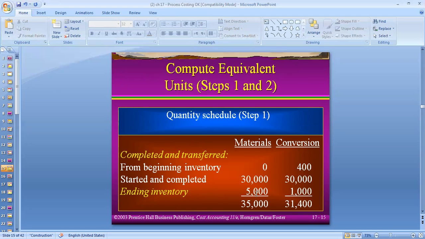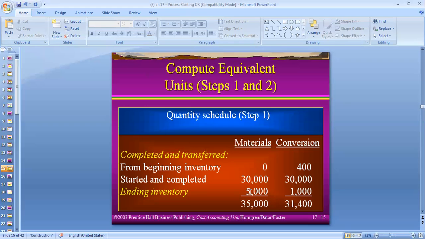So the ending inventory, 5,000, is 100% from the material point of view and 20% from conversion cost. The ending work in process, we deal with it just like the average cost, using the completion rate. But the problem now is in 3 points. Point number 1, we deal with work in process in FIFO separately using the non-completion rate.